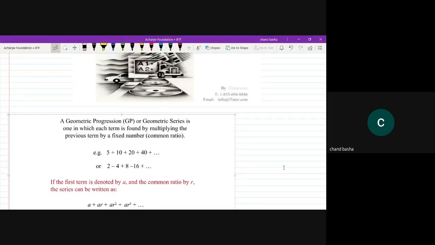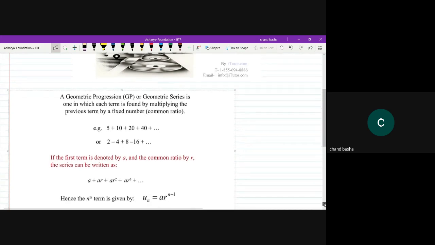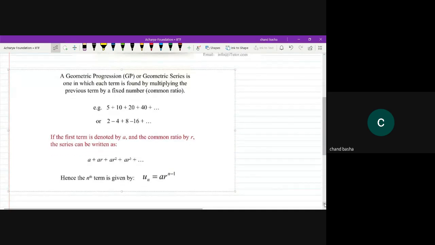And let us observe, the given series is A, AR, AR square, AR cube, and so on, and I can end with plus AR power n minus 1. So here, the general term or nth term of the given series is AR power n minus 1.